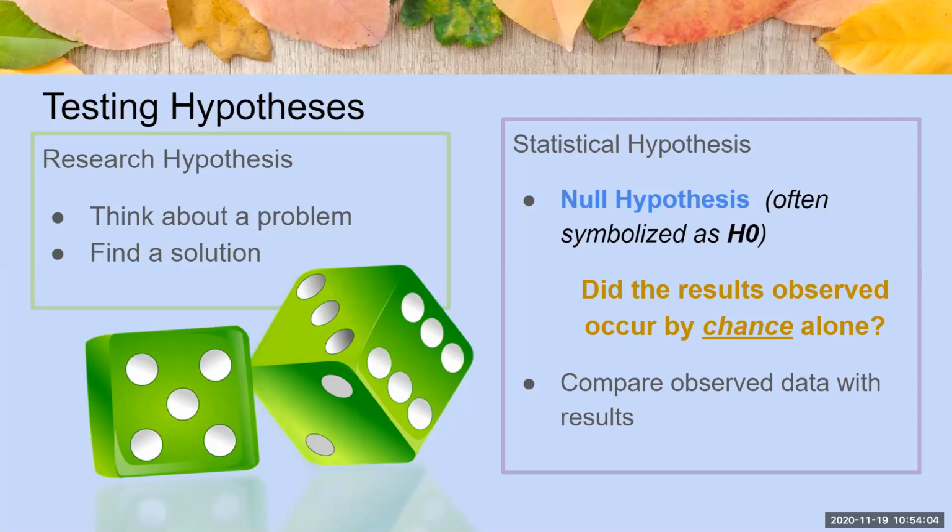Now, we just discussed the first major function of inferential statistics, which is estimating a population. The second one is to test hypotheses. Note, the hypothesis we are accustomed to is what we call a research hypothesis. It's one where we find a problem and a solution. We do an if-then statement. The one we are investigating today is the statistical hypothesis, which is also called the null hypothesis. In a null hypothesis, we want to consider whether or not the results were due to chance alone. And we do this by comparing observed data with results.